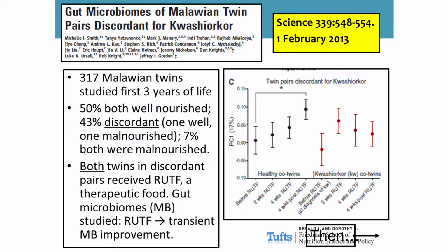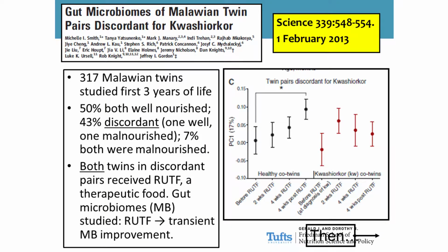And what you're seeing on the right side is essentially when those kids were introduced, the healthy twins, which are on the left here, when they were introduced to RUTF, they were given RUTF. Both sets of twins were given RUTF, or ready-to-use therapeutic foods. And the y-axis is essentially a score which predicts their microbiome. And the higher the score, the better the microbiome.